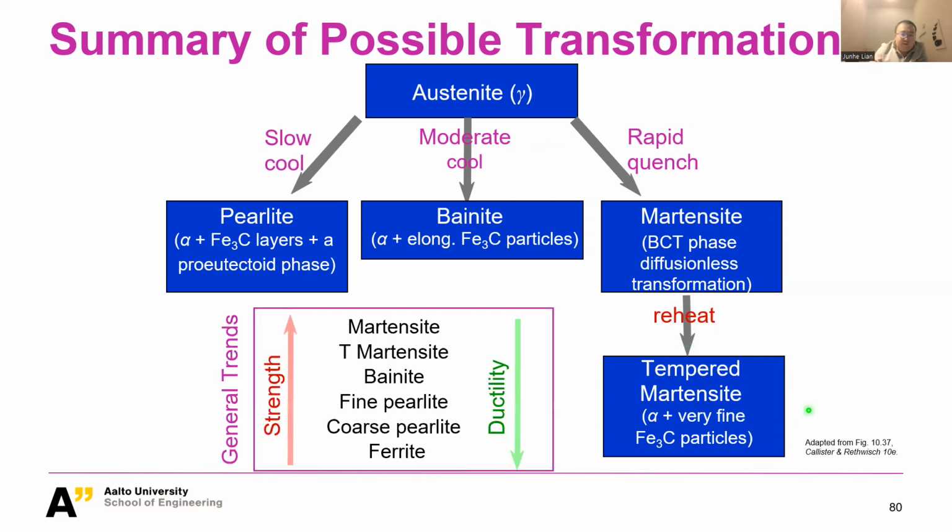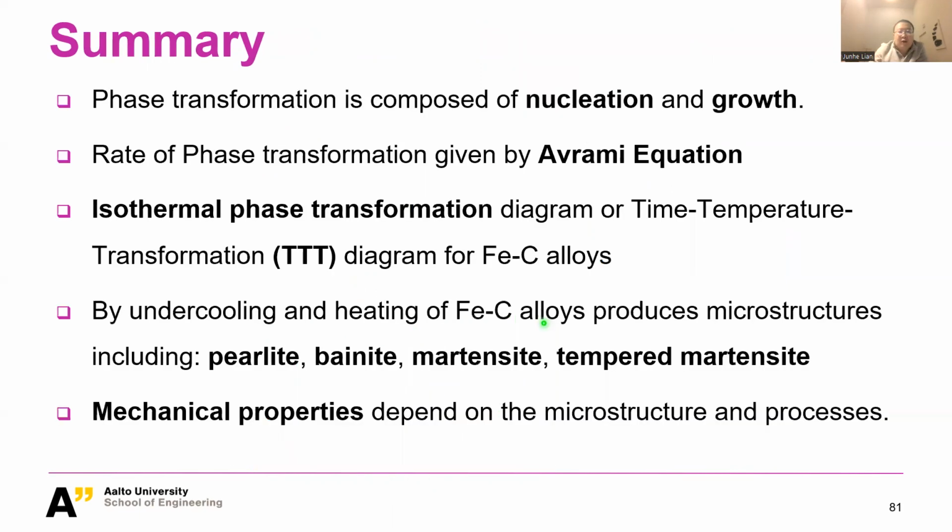So now I want to give you a ranking of all these different phases in terms of strength and ductility. For strength, martensite is absolutely the highest one, and ferrite is the softest one, the smallest one. And the ductility is actually going exactly opposite to the strength. All right, so that's a quick summary about the transformation of different phases.